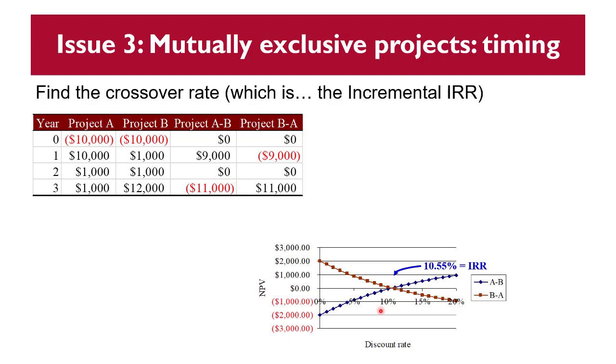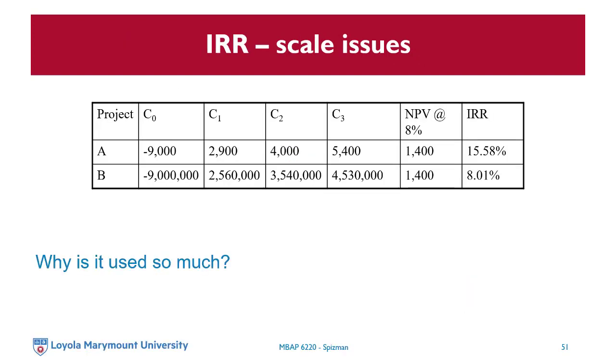What we can then say is, for those discount rates below 10.55, we would prefer project B. For those above 10.55, we would prefer project A. And again, it depends on the timing of the cash flows. This example is fairly simple. It could be more difficult, and you still might need to rely on NPV to help you make those decisions.